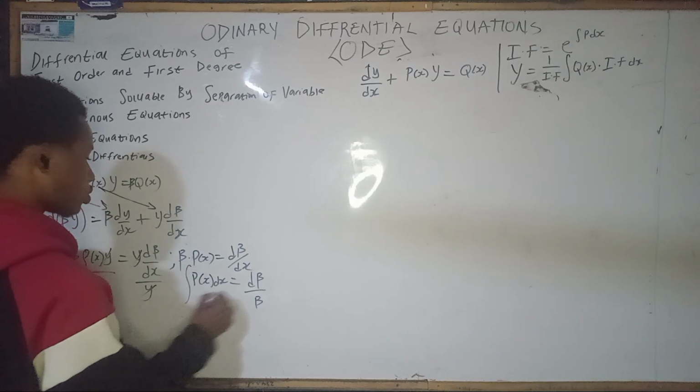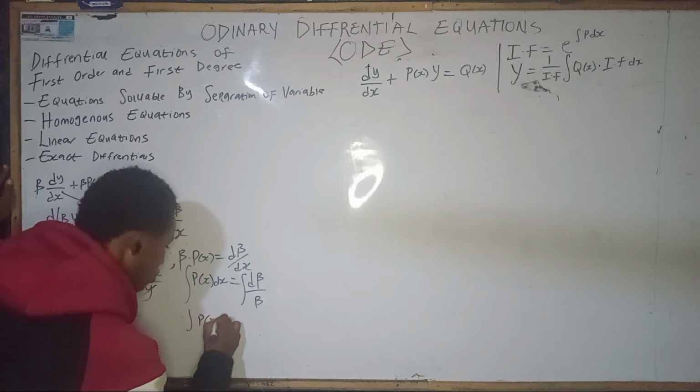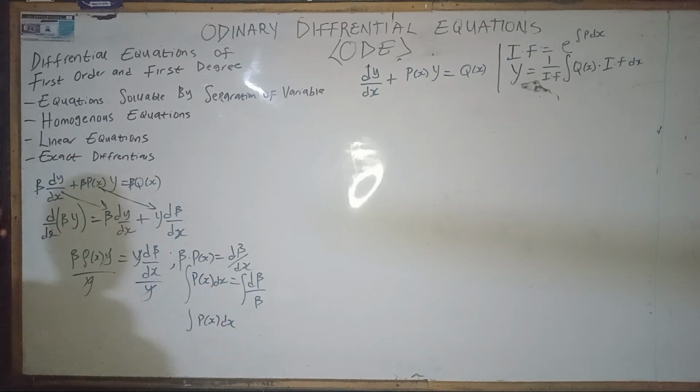So now we have our p of x dx. If we put integration on both sides, we are going to just leave this as the integration of p of x dx, because we don't know the particular equation that is there.